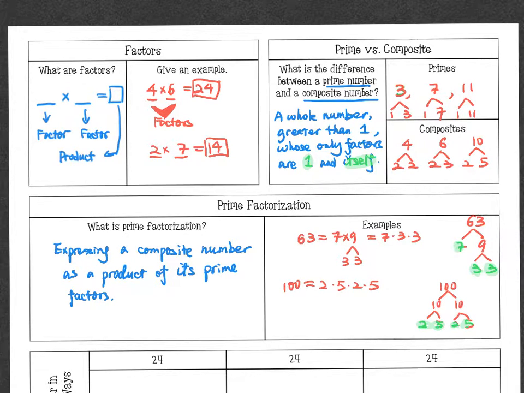That's all there is. If you feel like you're advanced, you see 2 times 2, that's 2 squared. 5 times 5 is 5 squared. You can rewrite that as 2 squared times 5 squared as well. That's perfectly fine. I will take either one as a correct answer, as long as you give me the prime numbers as factors. So there's some practice below.